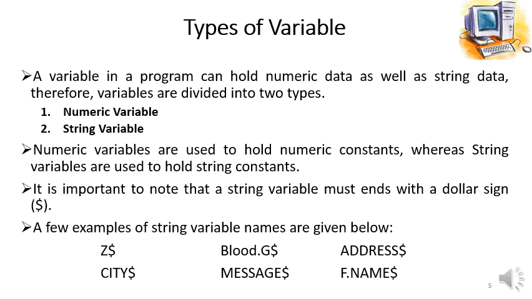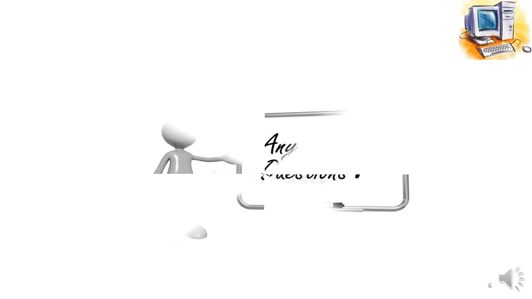Further, city. So whatever the combination of alphabets or whatever the name of a variable which ends with a dollar sign will be considered a string variable, which means that variable can hold a string constant.